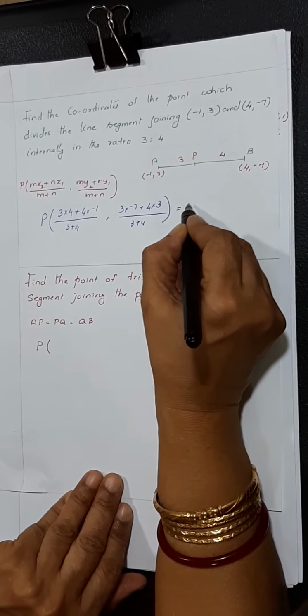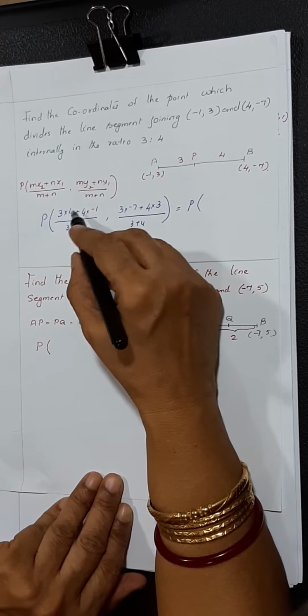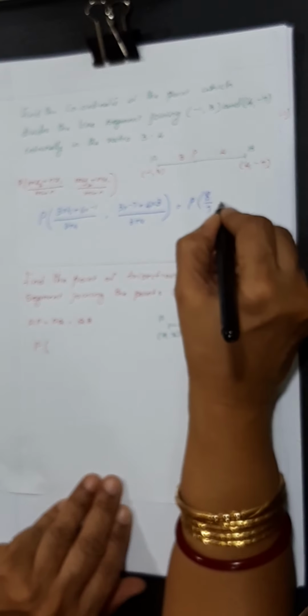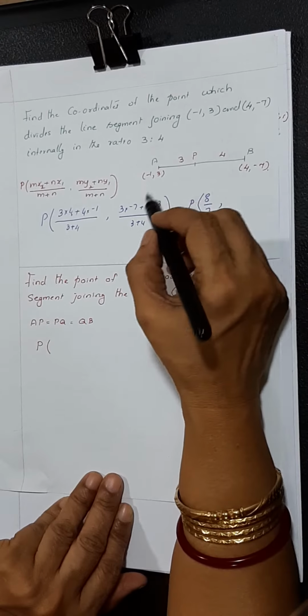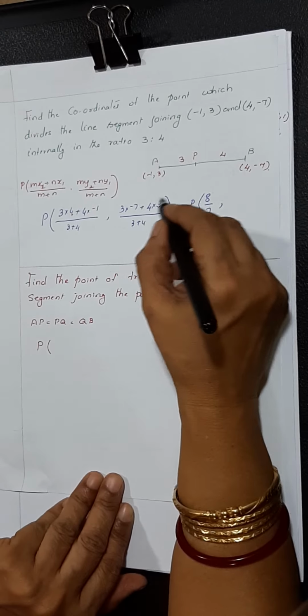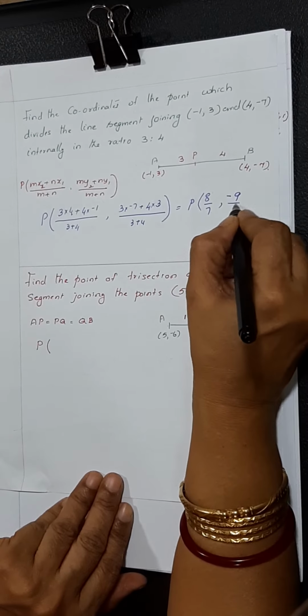So you get this as P: 12 minus 4 is 8 by 7 and minus 21 minus 9 by 7.